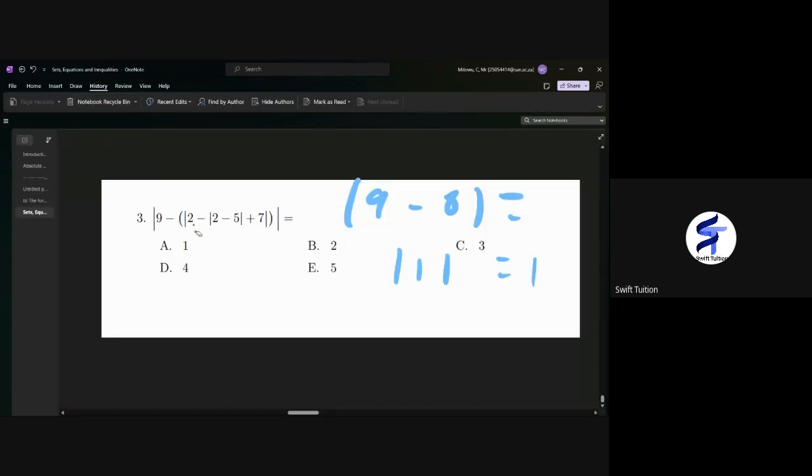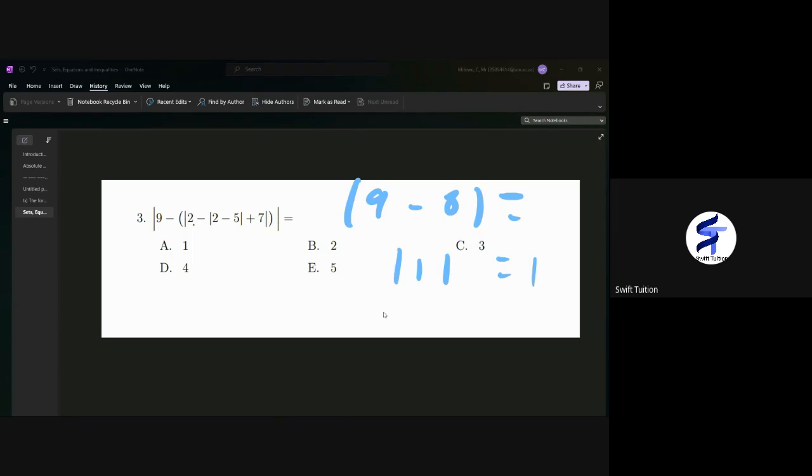Okay, so that's in essence how it works, right? Always work from the inside, work your way outwards, and then work by replacing things as such. If it's already positive, leave it as is. If it's negative, then obviously switch the signs. So that's essentially the easy part of absolute values.